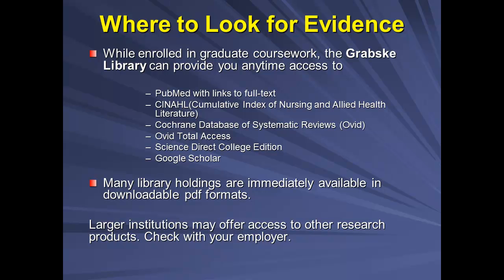Another resource free online is Google Scholar, and we'll talk more about that later, but it's not very precise. However, if you're having trouble and you just want to do some natural language searching, you can try and see if anything is available through that search. Many library holdings are immediately downloadable in a PDF format. We subscribe to over 2,000 medical journals, but there are thousands more. If you work for a large educational institution, you may have access to other research products too. You may check with your employer to see what's available.